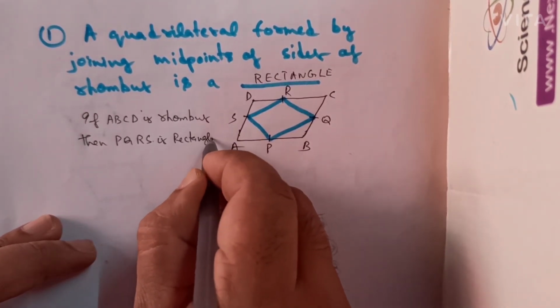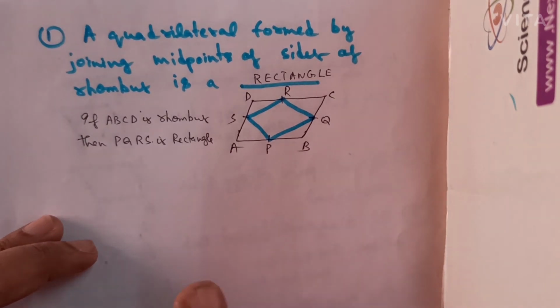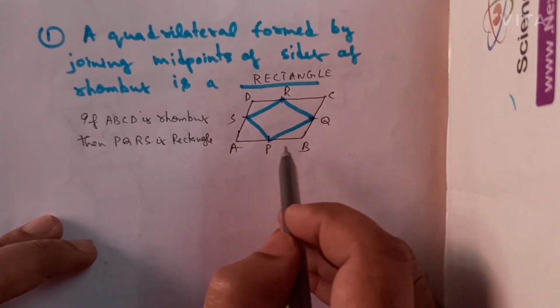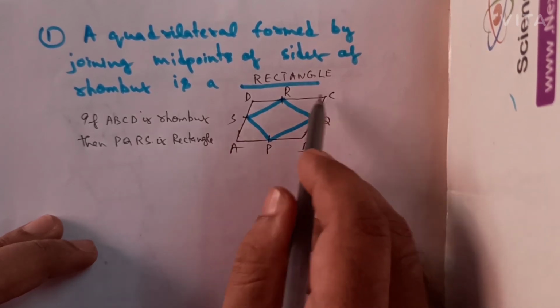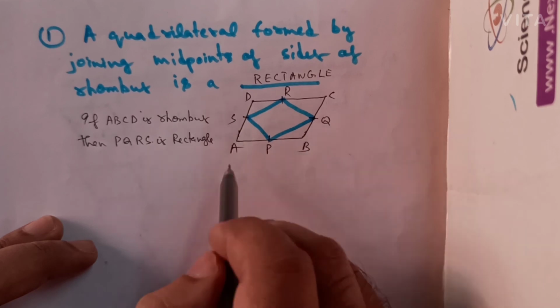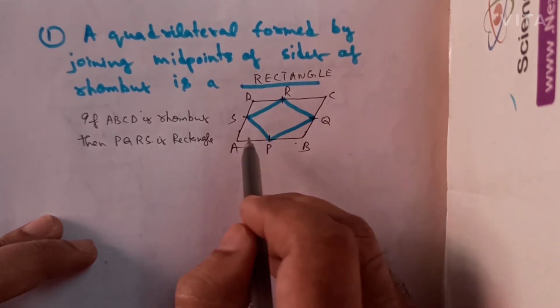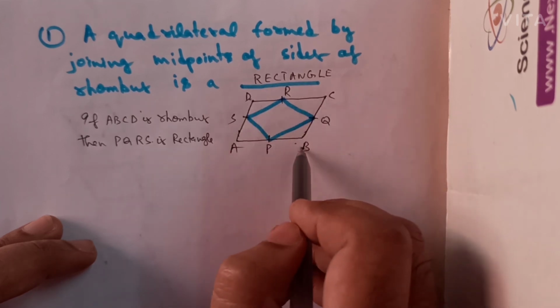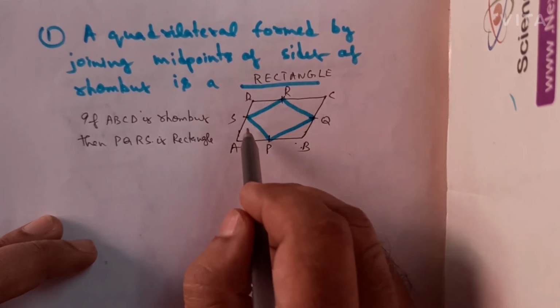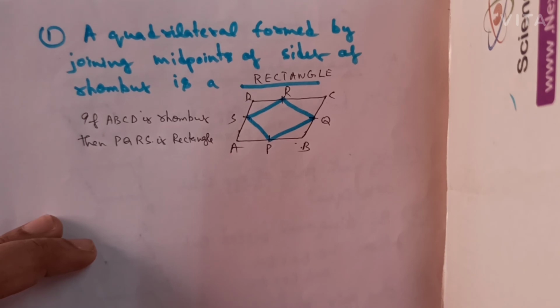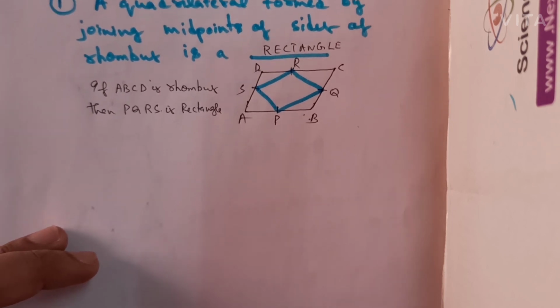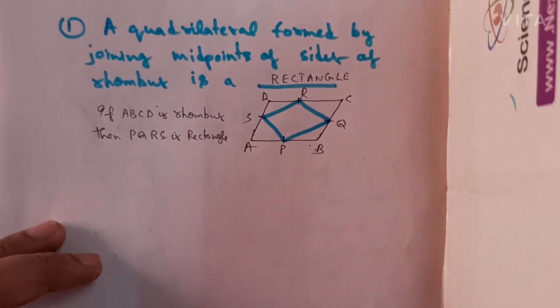Now you might be thinking why it is a rectangle, why it is not a square? Because as we know that in case of a rhombus as well as in case of a parallelogram, the diagonals AC and BD are not equal, and if AC and BD are not equal, therefore the sides SR and PS will also be not equal. You can just think about it. So that's why a quadrilateral formed by joining the midpoints of sides of a rhombus is a rectangle.